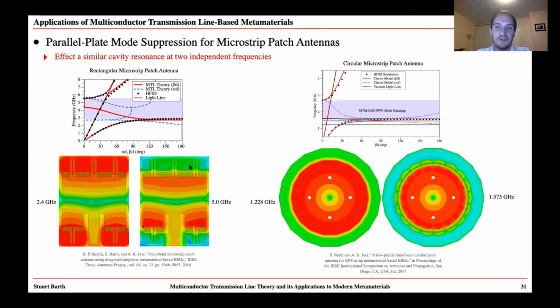And we did the same thing for circular patch antennas in a GPS antenna. So again, looking at the right-hand side plots, we see that at the lower band, GPS L2 at 1.228 gigahertz, the fields propagate through our metamaterial region around the outside of this patch. But at GPS L1 at 1.575 gigahertz, the fields are contained inside of this ring. And so we have the two different resonant modes.